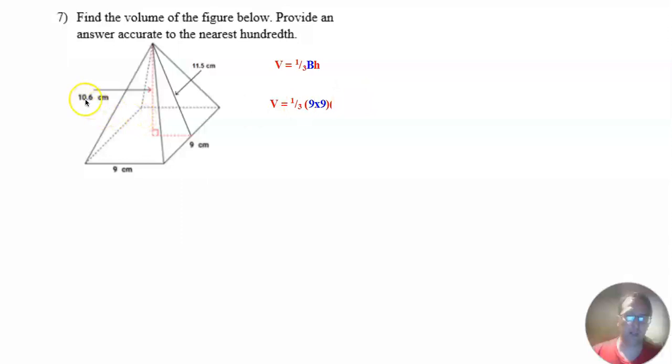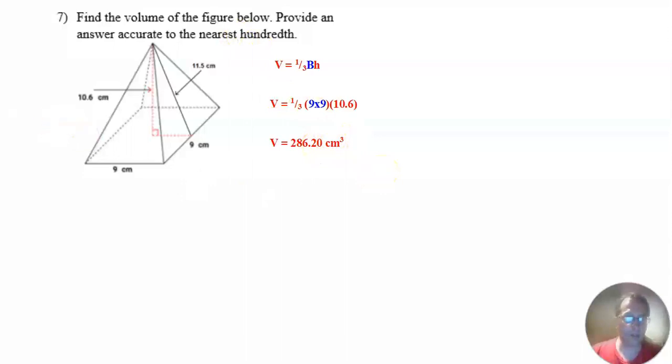Which height are we going to use? The 10.6 or the 11.5? Now, this is volume, so that's on the inside of the pyramid, so we want this 10.6 that's on the inside of the pyramid. Remember, this is slant height, that's on the surface, that's for surface area. This is the one we want for volume, 10.6. So we have 1/3 times 9 times 9 times 10.6, and just stick that in the calculator, and we get an answer of 286.20 centimeters cubed to the nearest 100th.